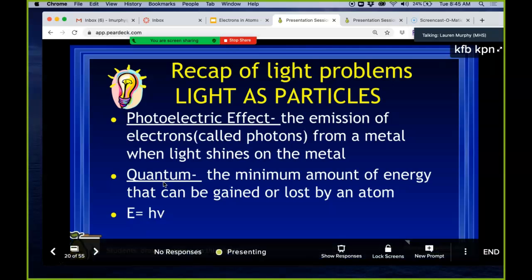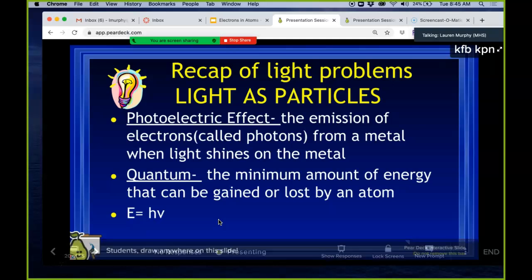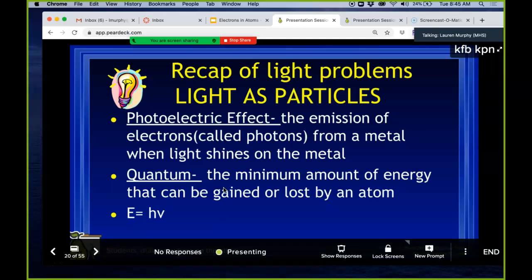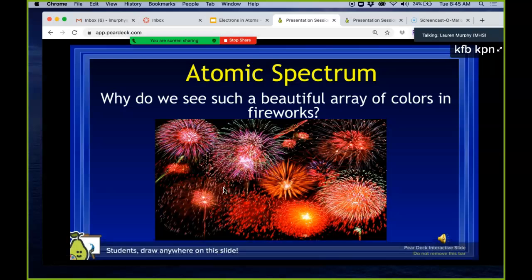The word quantum in this class just means energy, okay? Energy that can be gained or lost by an atom. So this equation, even though we did it already, is the equation for the energy of light when it behaves like a particle, okay? And energy again is measured in joules, or it can also be in kilojoules per photon, per one individual particle, okay?